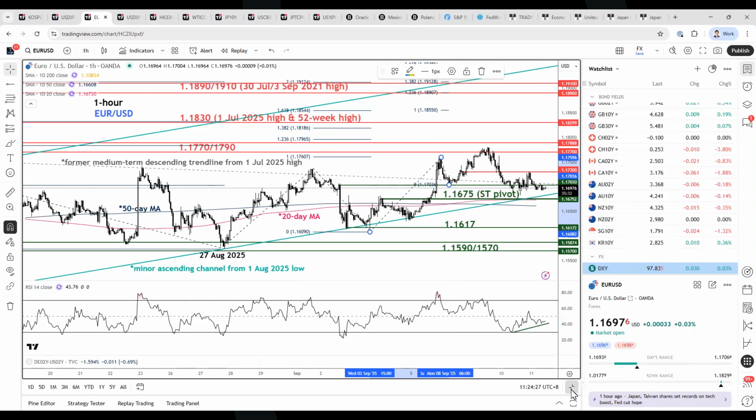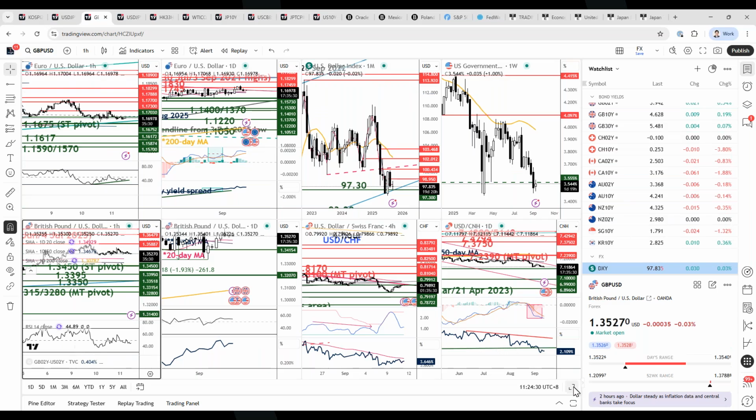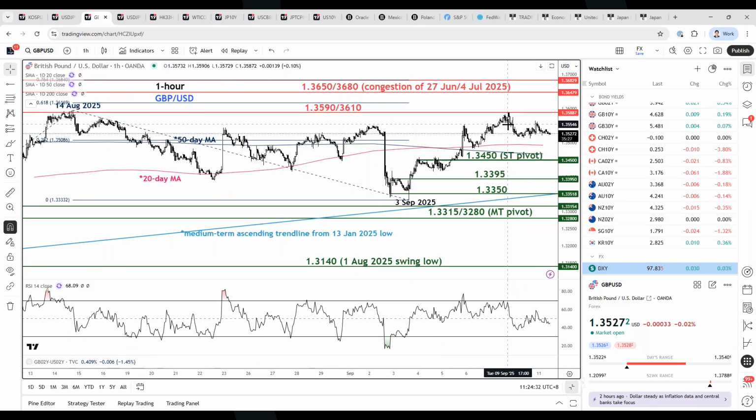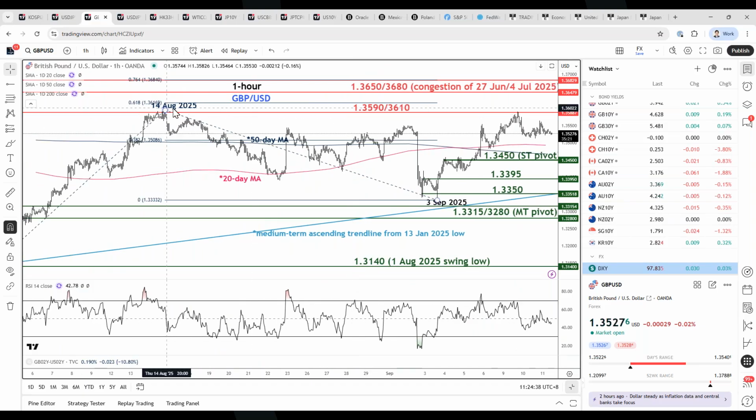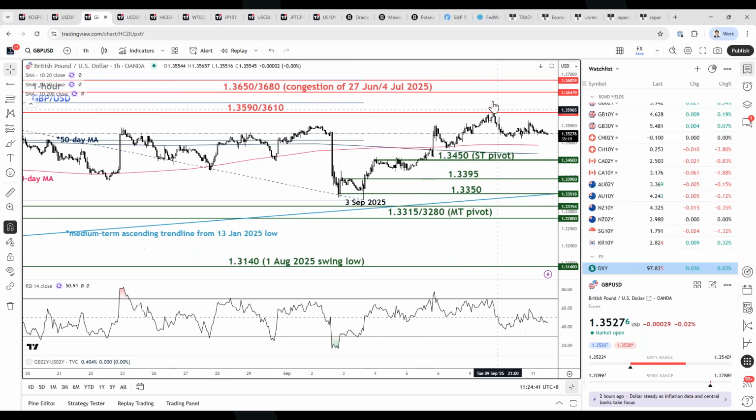All right, next up will be the sterling dollar. So the sterling dollar also continues to trade sideways after Tuesday's test on the first resistance at 1.3590, 1.3610, which is the minor swing high area of 14th of August, and it just traded sideways over here, holding also above the 20-day and the 50-day moving average as well.